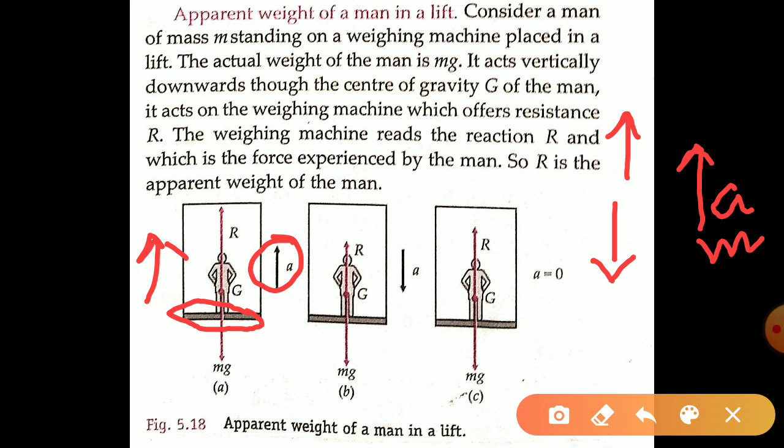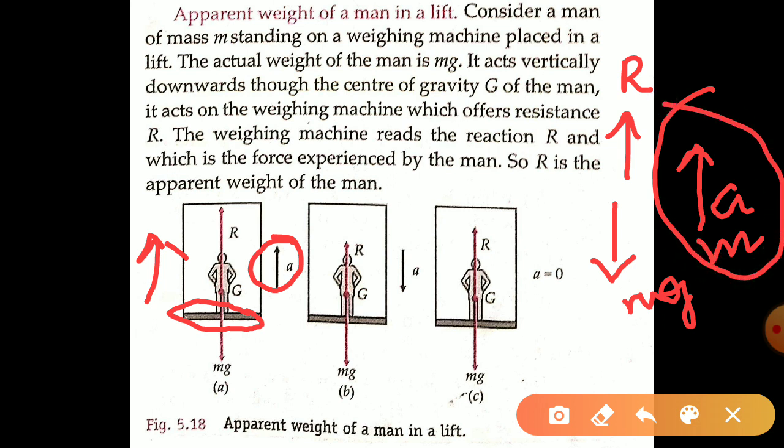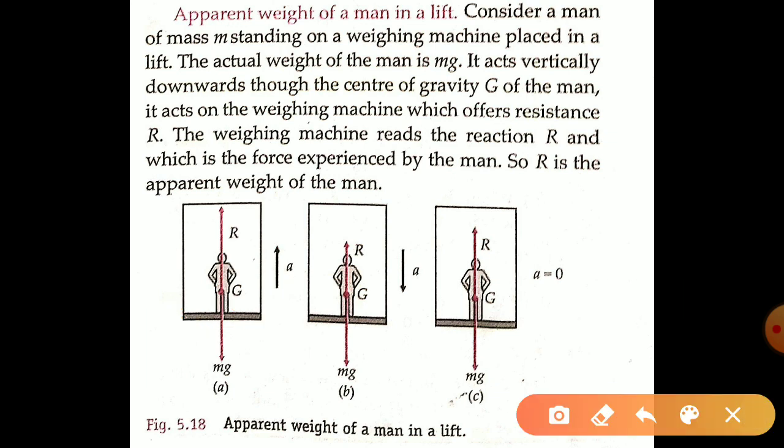It means this reaction force is more than the weight of the body. It means the net force acts in upward direction. So what will be the equation according to you? This R is greater than mg. So this R minus mg will give you the net force, and that net force is m into a. And in second case, second situation, what is this?